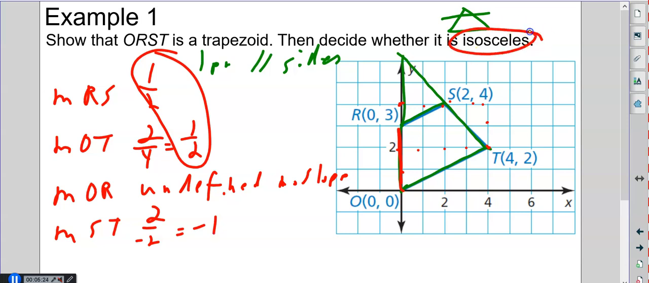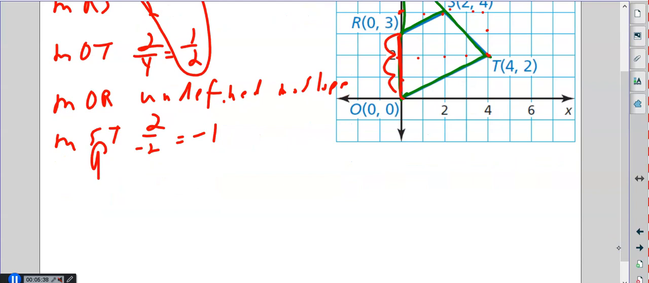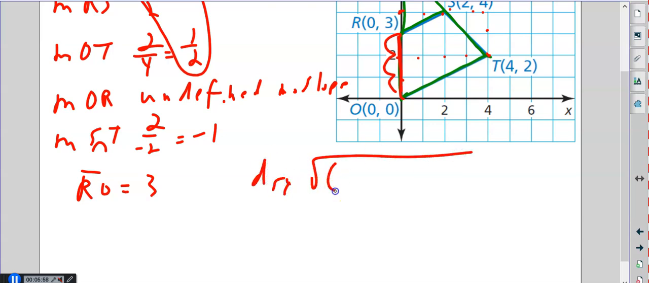Now, it did ask if it's isosceles, which means equal, congruent sides. So the 1 is really easy because it's straight up and down. So we're just going to count 1, 2, 3. So the measure of RO is 3. And then we do need to do the distance formula for ST. So the distance on ST is, again, I like to do this ahead of time before I plug my numbers in.